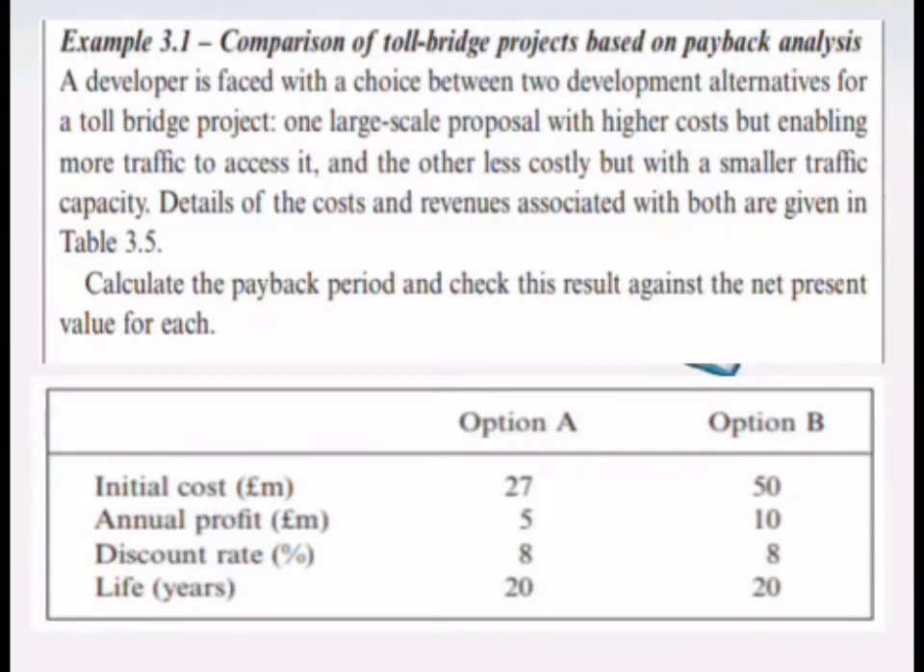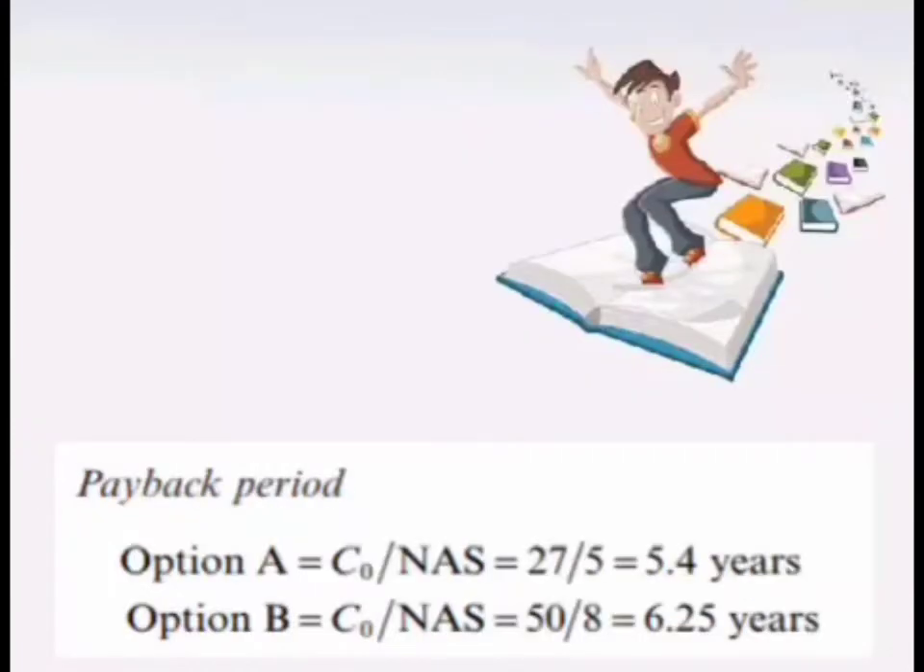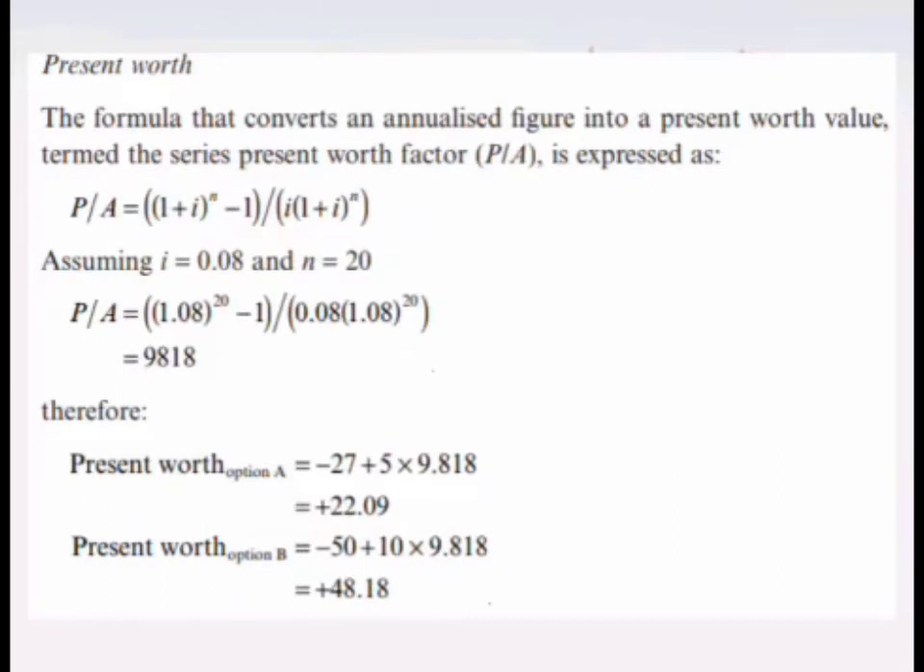For the payback period, we have computed that option A takes 5.4 years to recoup, while option B takes 6.25 years. So we can see that option A is a cheaper option because it can recoup in nearly 1 year less. For the present worth, we can see that option B is a much more preferred option because its present value is over twice that of option A.